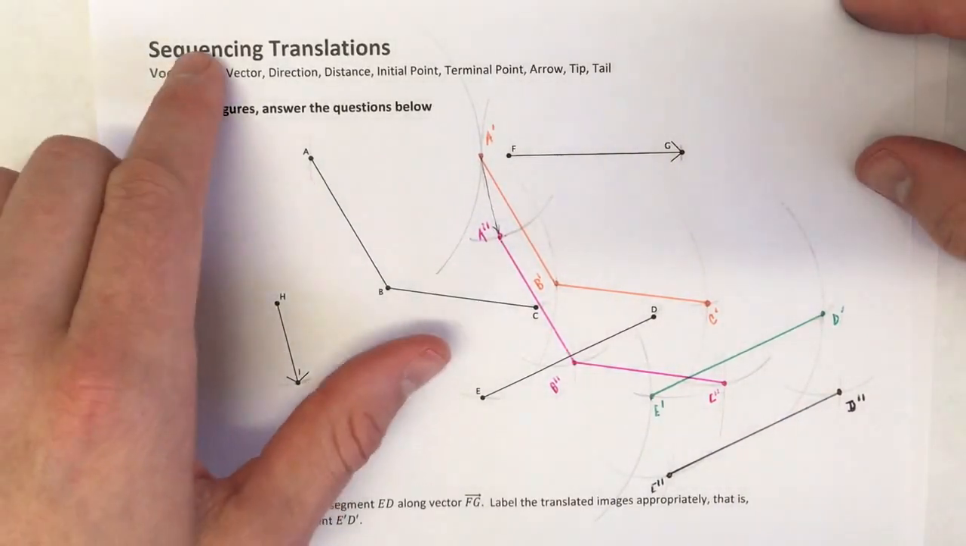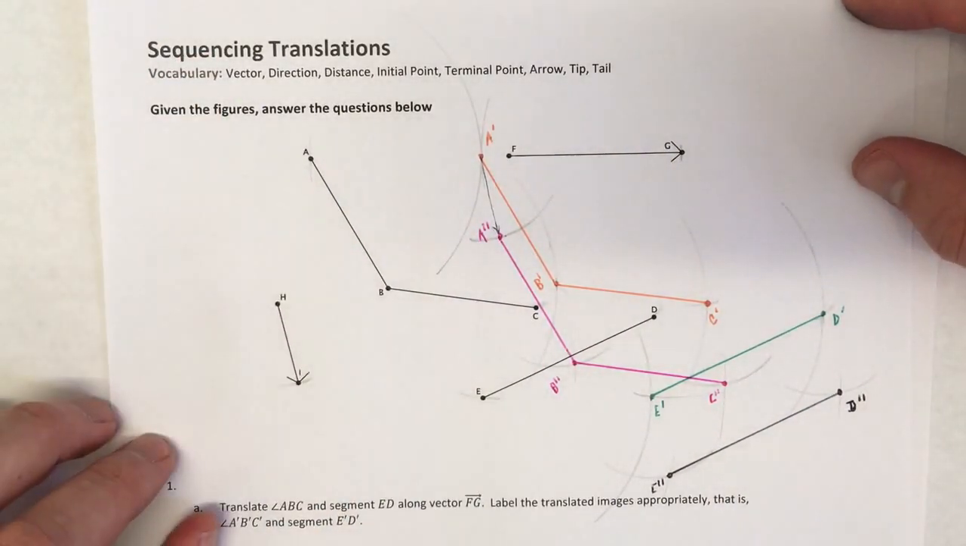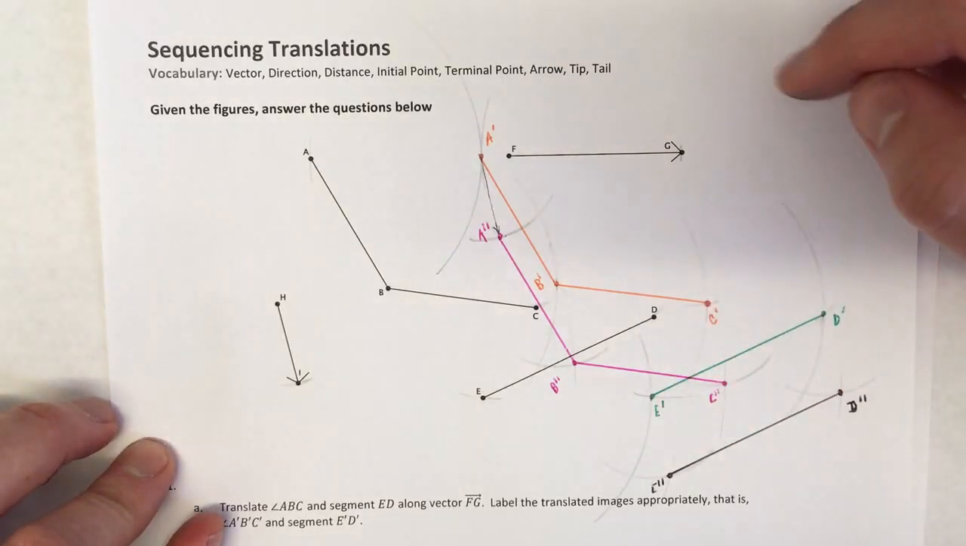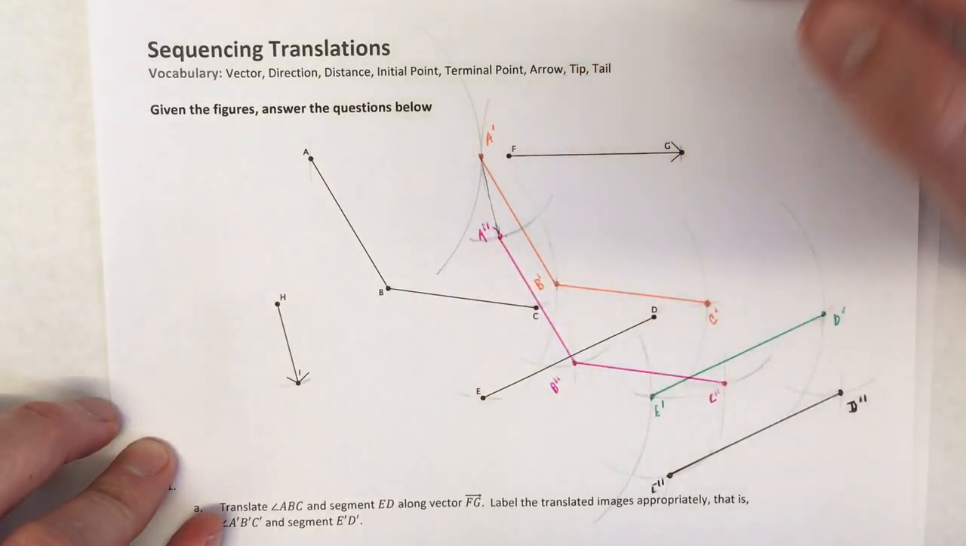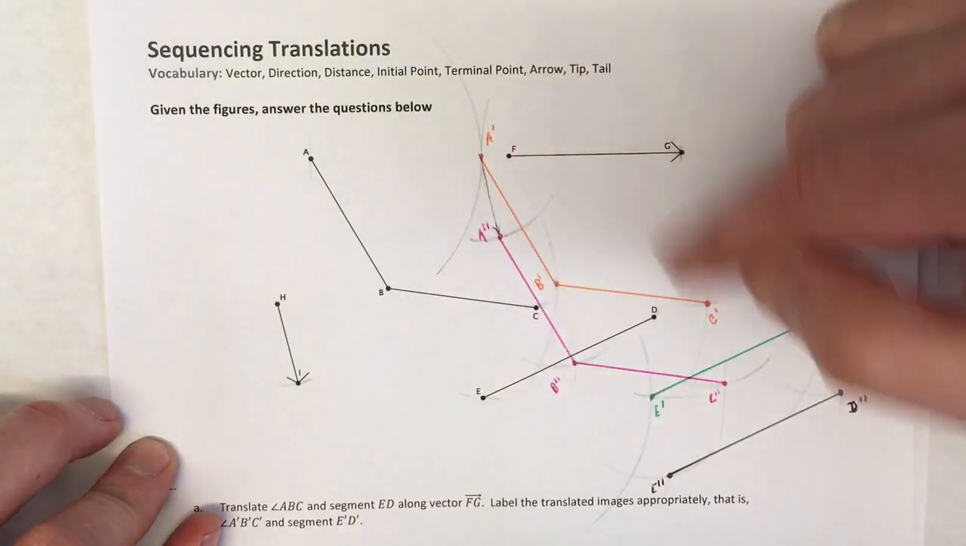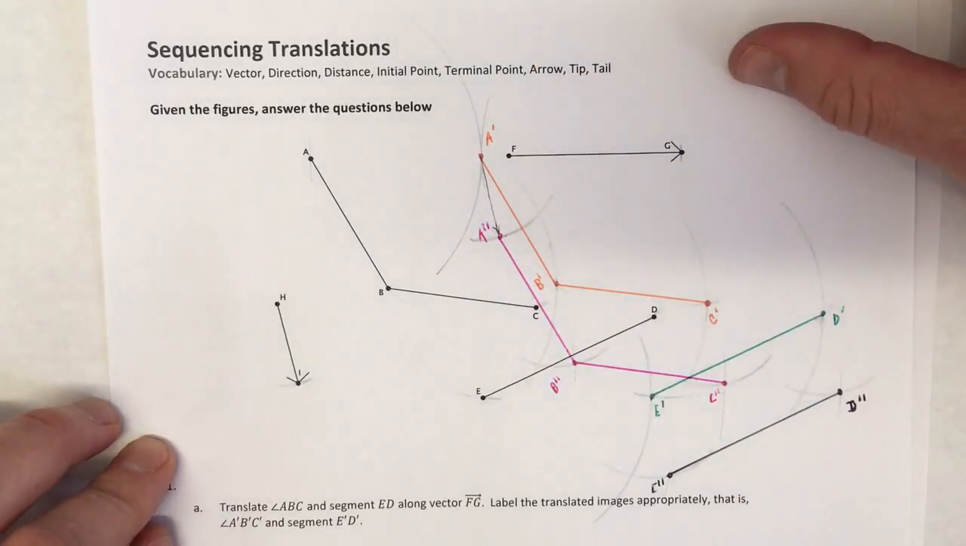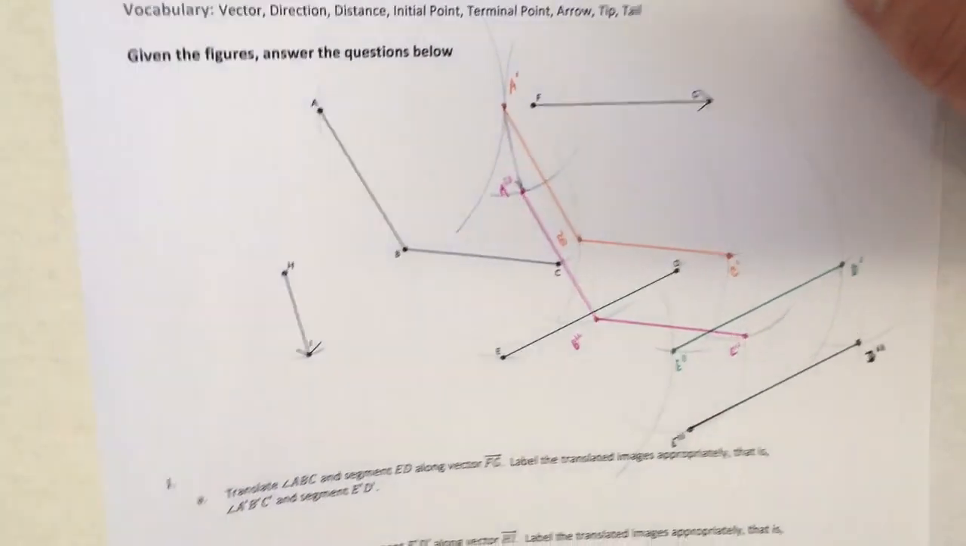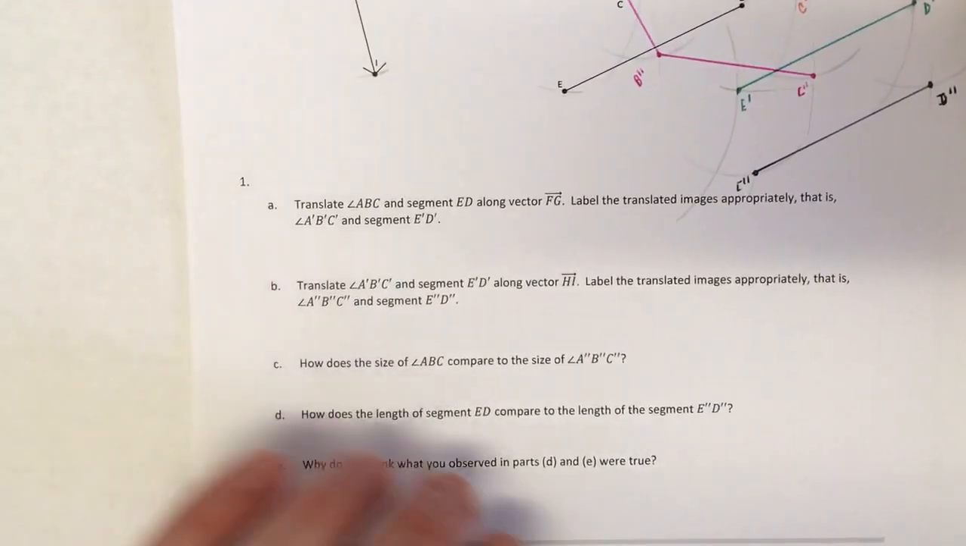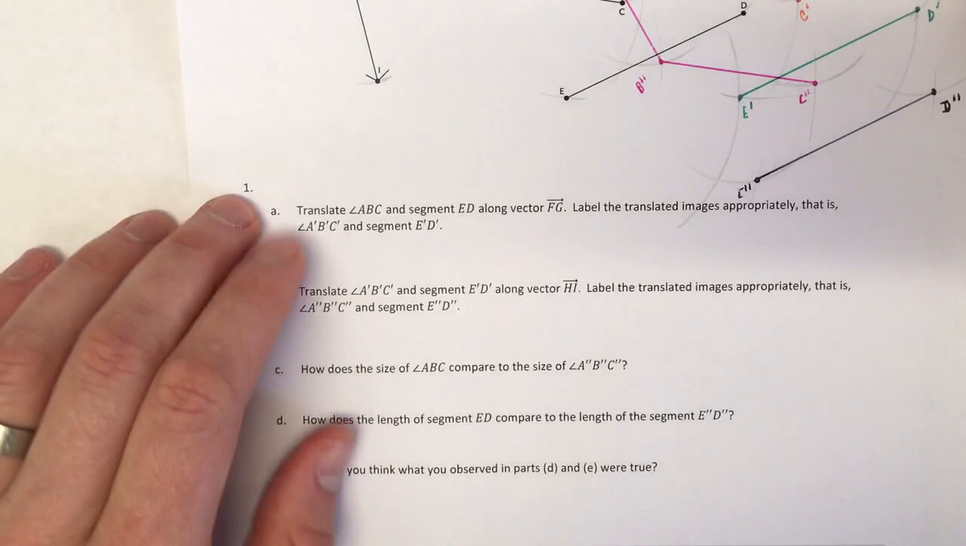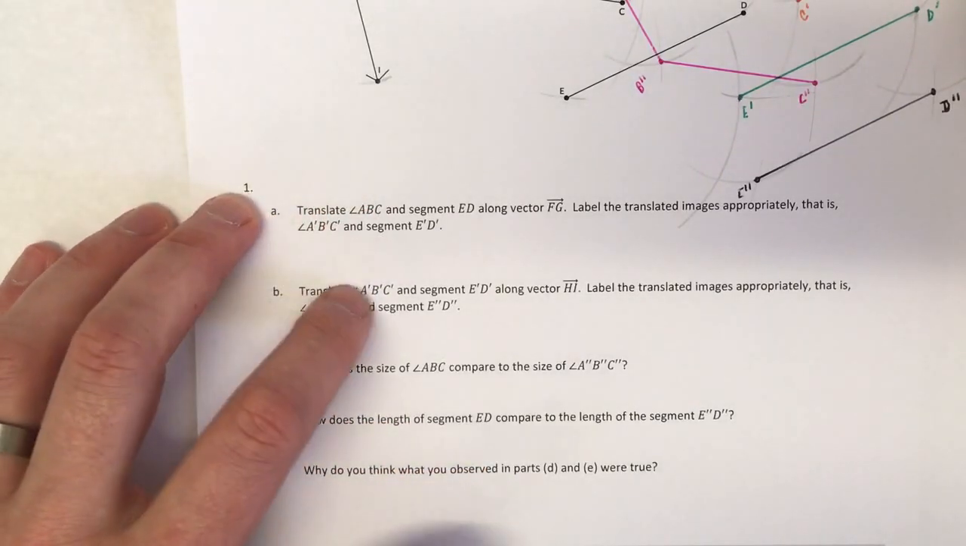Hello, we're back talking about sequencing translations. For those of you who needed to review how to translate using a compass and straight edge, that's what we did up here with all the various colors. And now we're going to actually answer the questions that go along with them. So as I look at this, these are the directions: translate and translate.